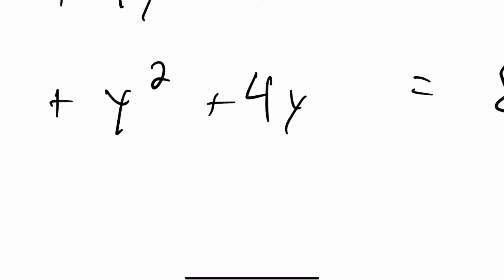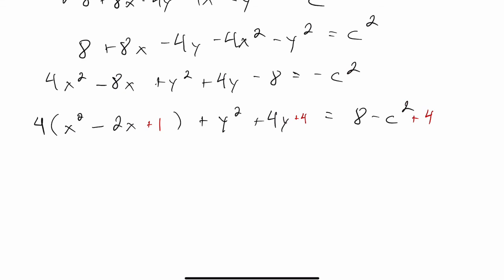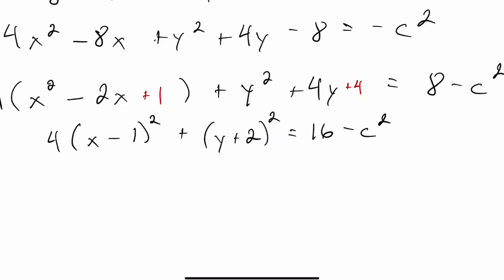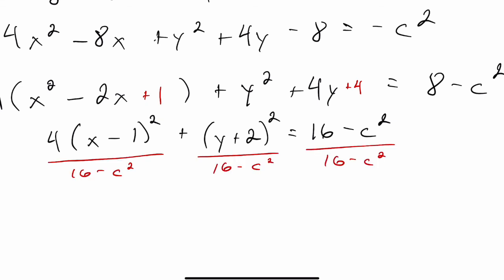We need to do the same thing to the y's. Add that 4 at the end of the y's. Since we added a 4 to the left side of the equal sign, to keep things balanced, we need to add a 4 to the right side of the equal sign. Next, we can factor the x terms and the y terms like this. And then on the other side of the equal sign, just combine like terms to be 16 minus c squared. This is starting to look like the equation of an ellipse with some constant c inside of the equation. We can get a 1 on the right side of the equation by dividing everything by 16 minus c squared.